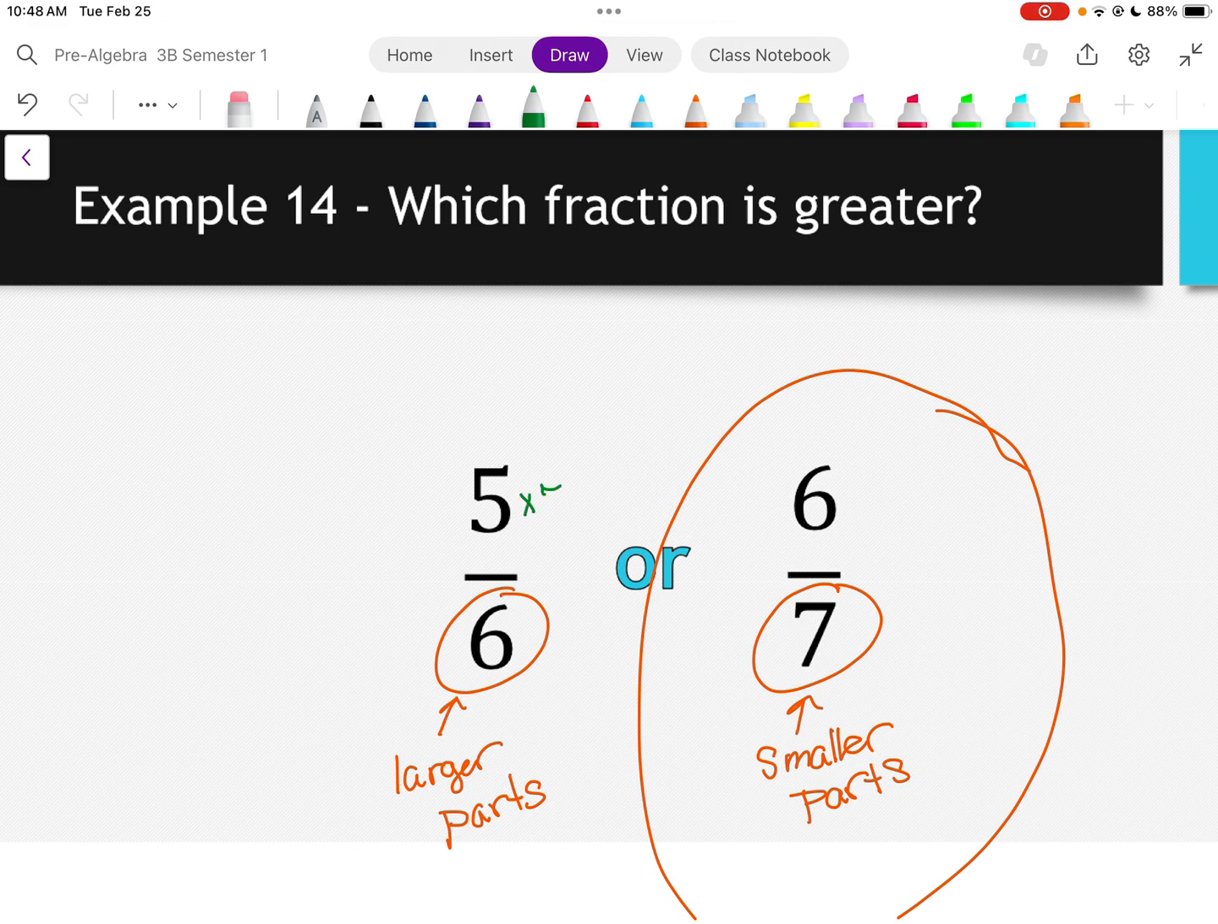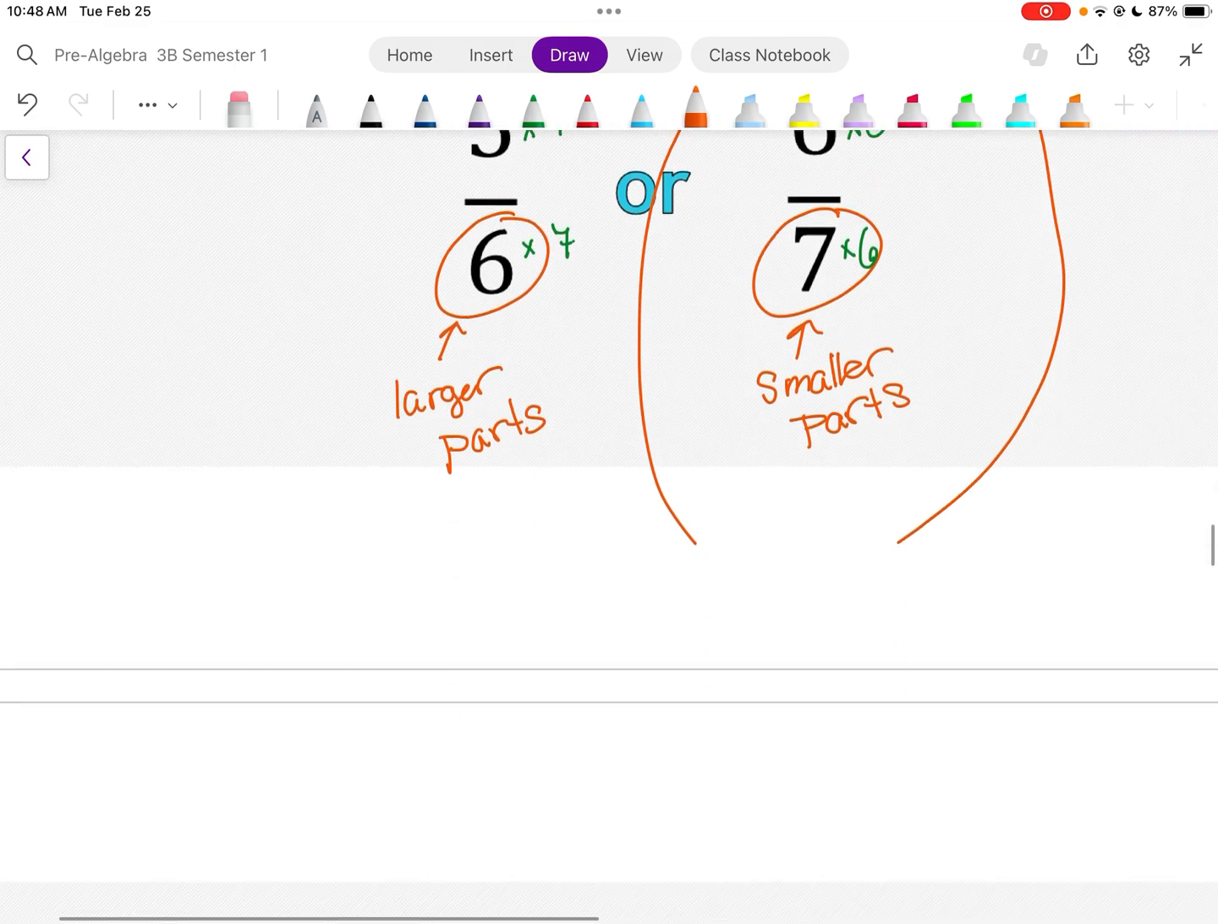And one way we can check that, again, is by getting that common denominator. So I'm going to multiply both of these by 7. That gives us 35 out of 42. And then the second fraction, I'm going to multiply both of these by 6. That'll give you 36 out of 42. And we'll notice that, again, this number, the 6 over 7, or 36 over 42, is closer to the whole. So that is another way that you can check which fraction is greater.